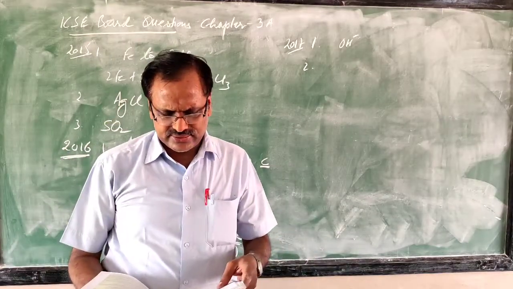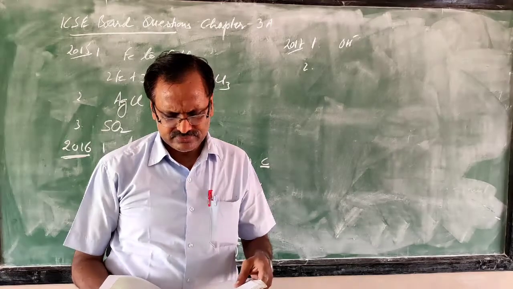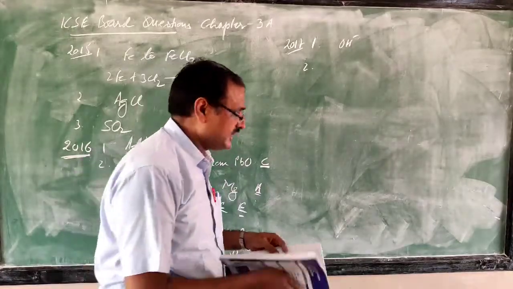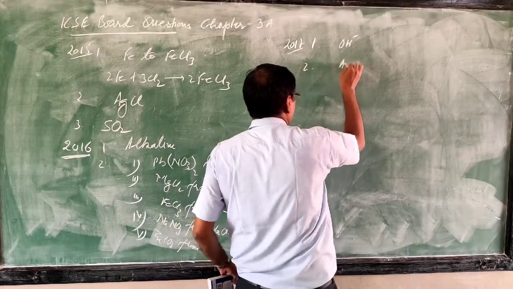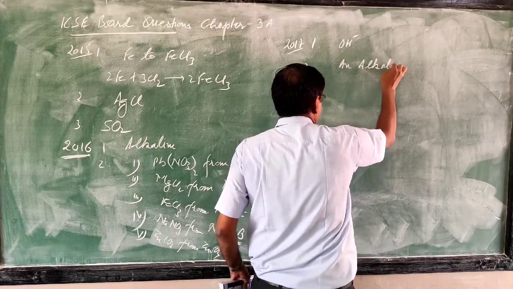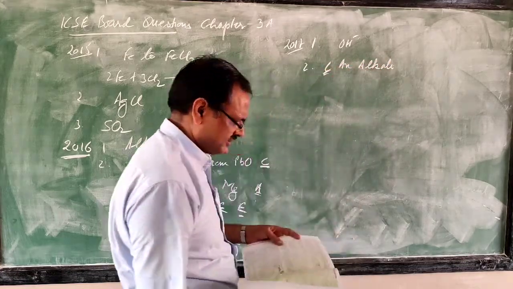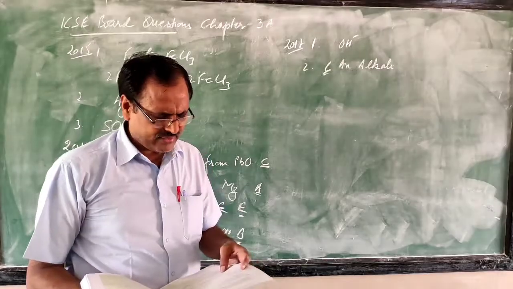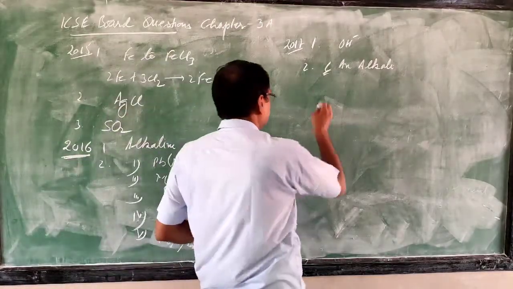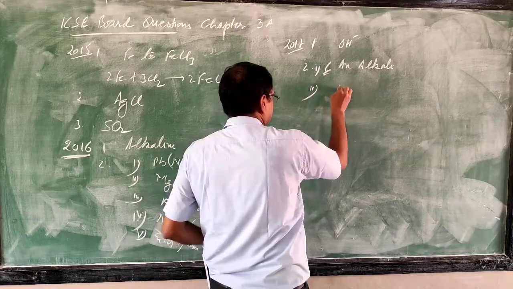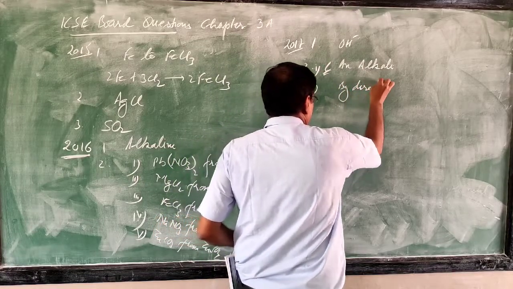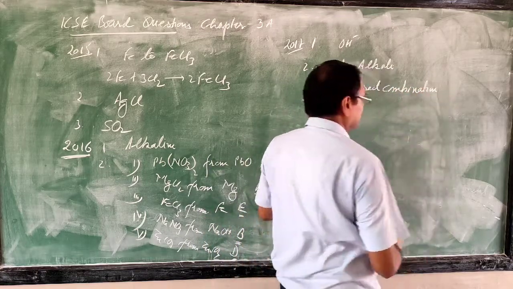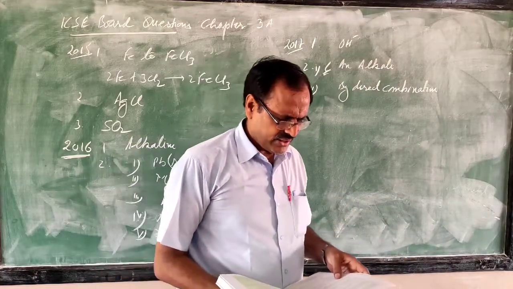Choose the correct answers from the options. To increase the pH value of a neutral solution, we should add alkali. C is the correct one. Then anhydrous iron third chloride is prepared by direct combination. This is the first one. Second one, by direct combination.